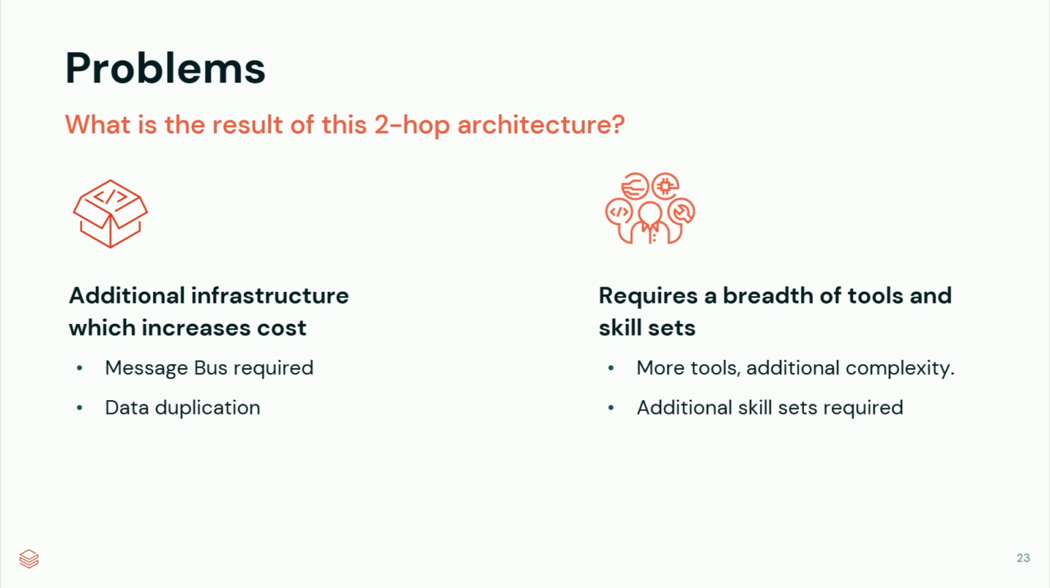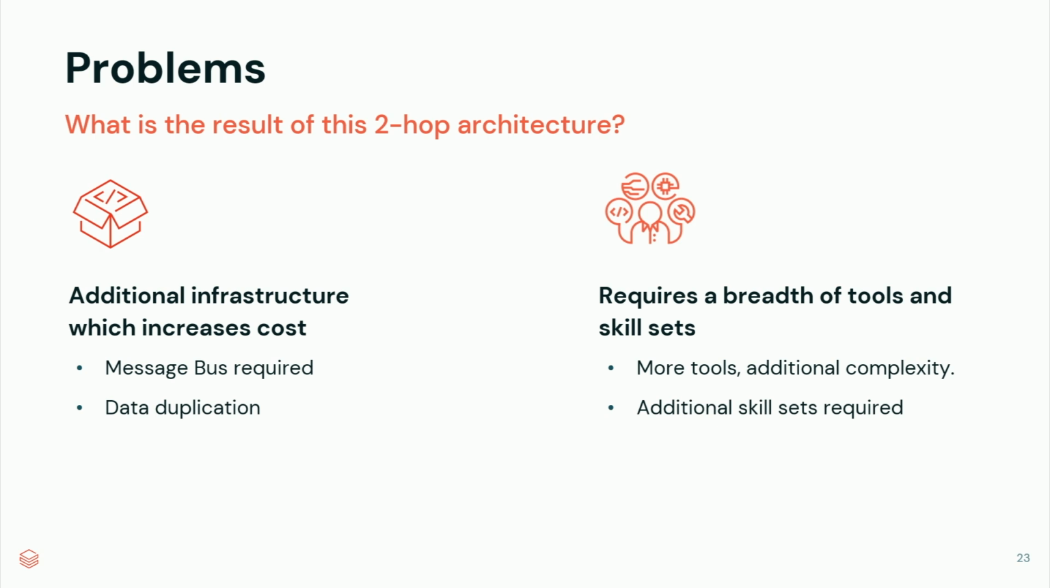What problems does this create for us? First of all, there's the operational complexity of now I have this middleware. I have this middle piece that I'm going to have to manage. But also the data is duplicated. We have data in the message bus as well as in the lakehouse that we need to govern. Things are getting really complicated.